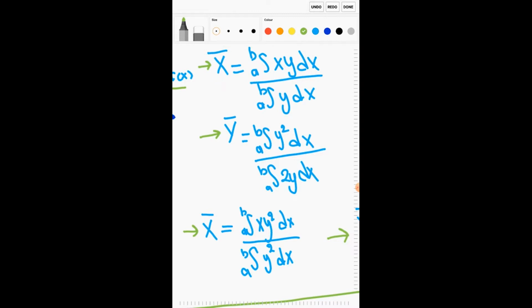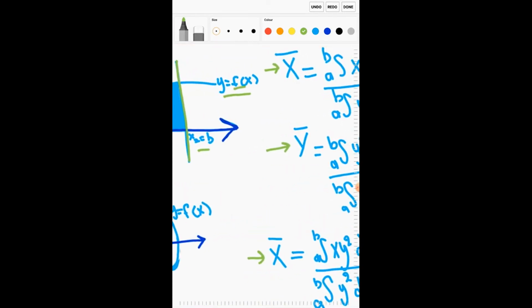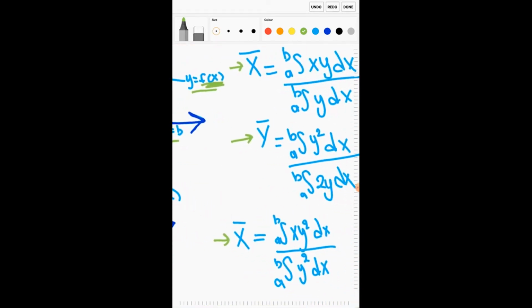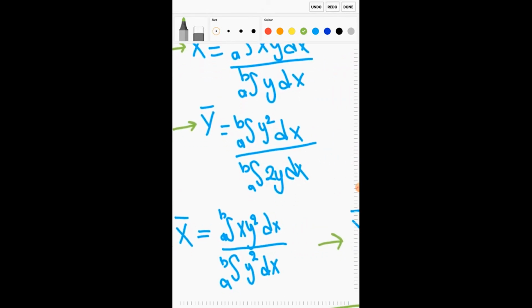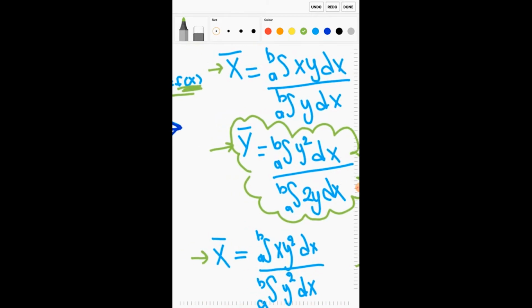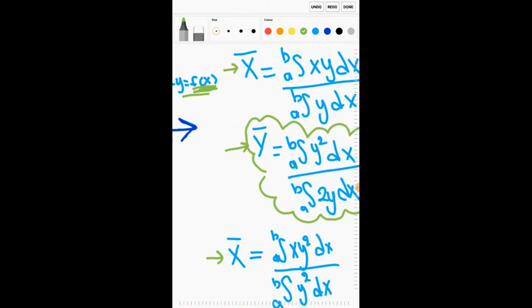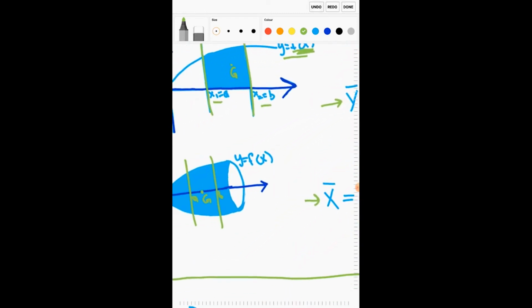So you just substitute. y is basically f of x here, and you just substitute and then integrate. And to find y bar, it's going to be the integral from a to b of y squared dx over the integral from a to b of 2y dx. So same thing, you just substitute and you square f of x over 2 times f of x. That's basically how you find it.